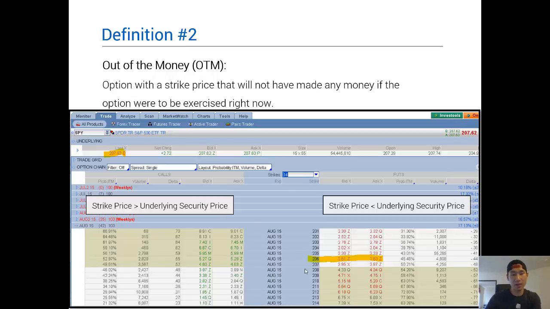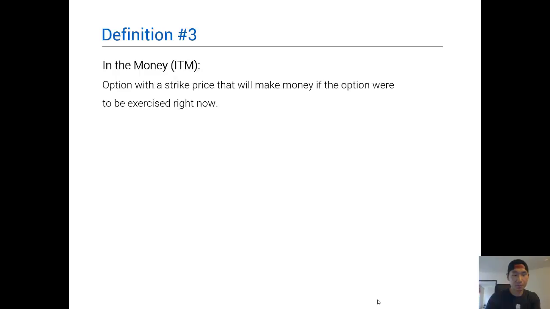The good thing about the Thinkorswim platform is that it color shades it. So the white or non-shaded color is usually out of the money, and in the money are the shaded color. So it's a good segue into in the money. In the money is just the opposite of out of the money. It's when the strike price of an option will make you money if it were to be exercised right now.